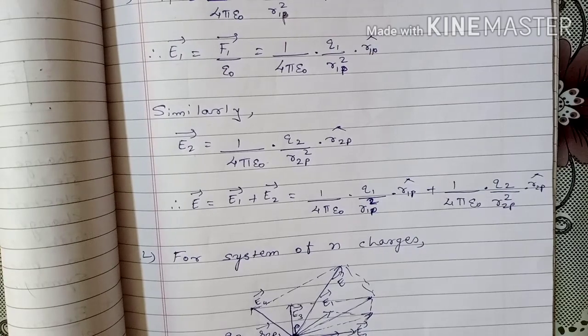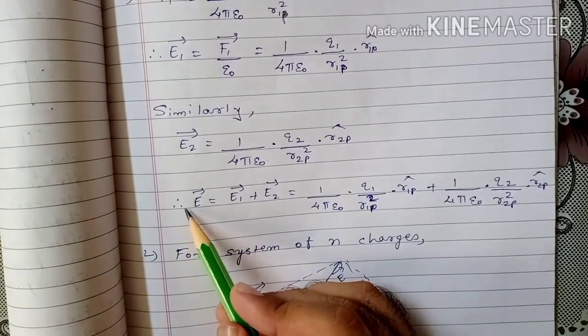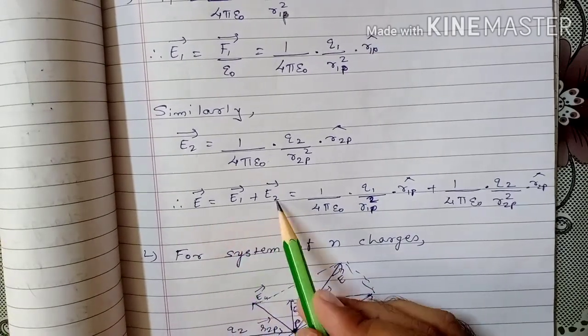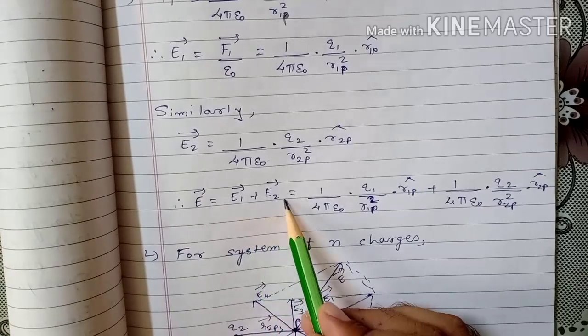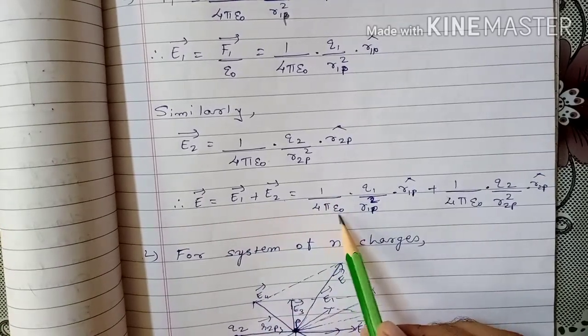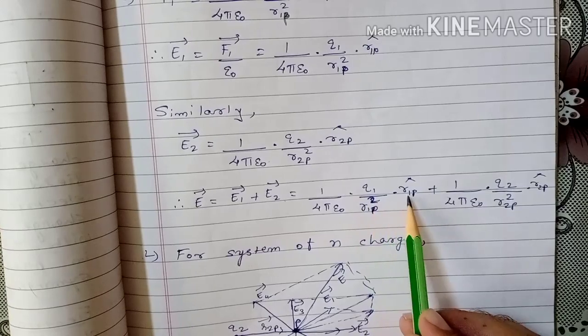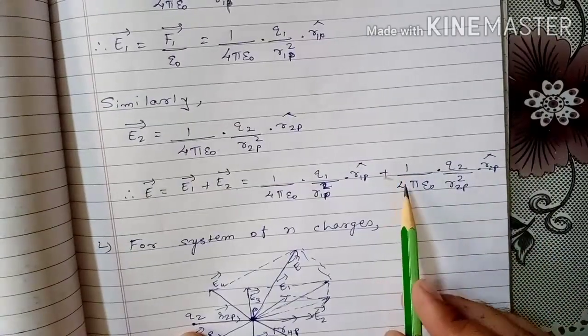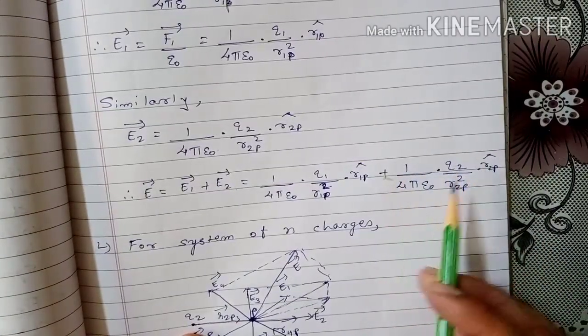According to the superposition principle, the net electric field is nothing but the sum of the individual electric fields, E1 vector plus E2 vector. E1 vector, that is 1 upon 4 pi epsilon naught q1 upon r1 p square into r1 p cap, plus 1 upon 4 pi epsilon naught q2 upon r2 p square into r2 p cap.